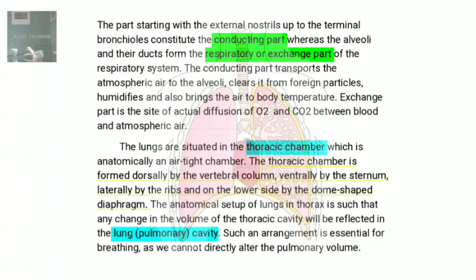The thoracic chamber is formed dorsally by the vertebral column, ventrally by the sternum, laterally by the ribs, and on the lower side by the dome-shaped diaphragm. The anatomical setup of lungs in the thorax is such that any change in the volume of the thoracic cavity will be reflected in the lung or pulmonary cavity. Such an arrangement is essential for breathing, as we cannot directly alter the pulmonary volume.